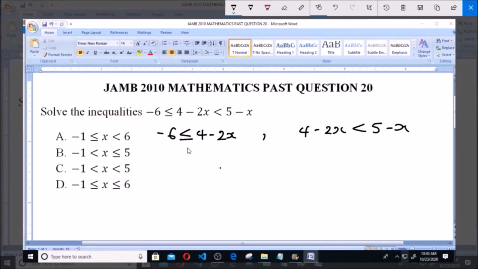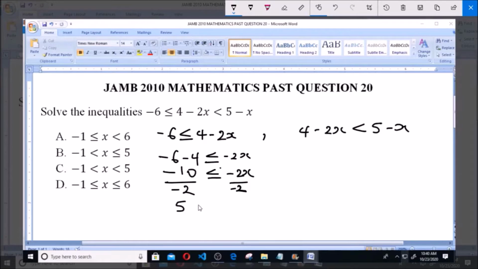Here we can simply say that minus 6 minus 4 is less than or equal to minus 2x. So we have minus 10 is less than or equal to minus 2x. Now we are going to divide both sides by the coefficient of x, which is minus 2. Because we are dividing by a negative sign, this inequality sign has to change. So therefore we'll be having 5 is greater than or equal to x.